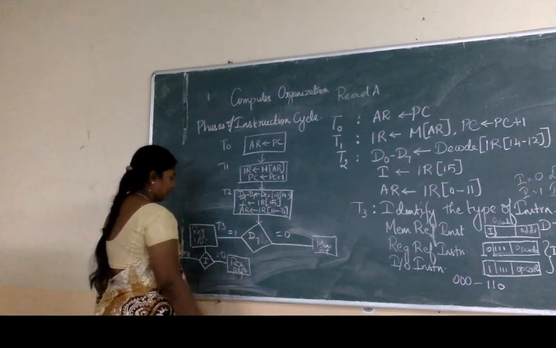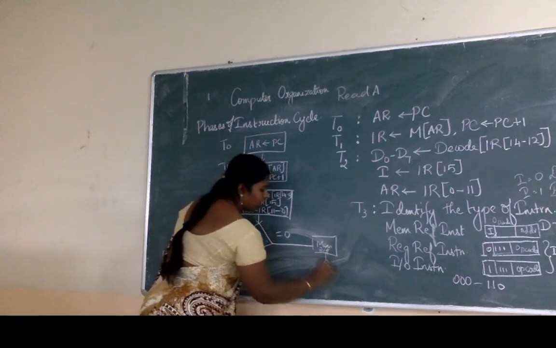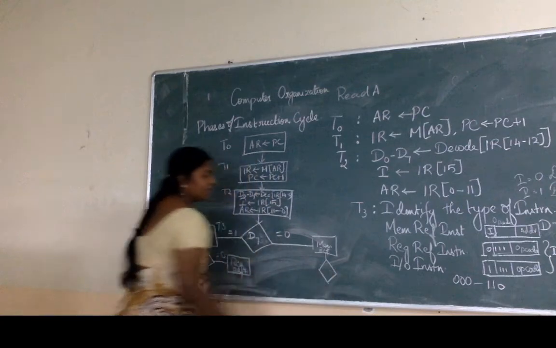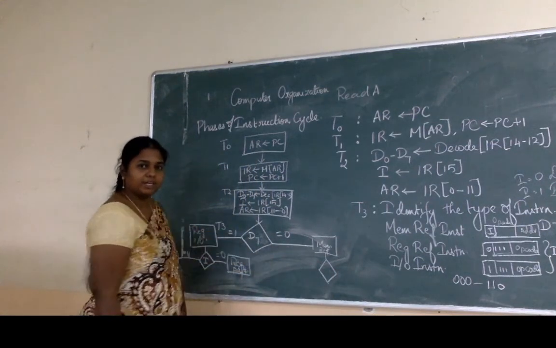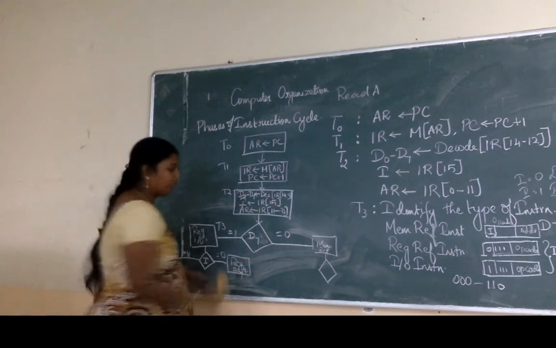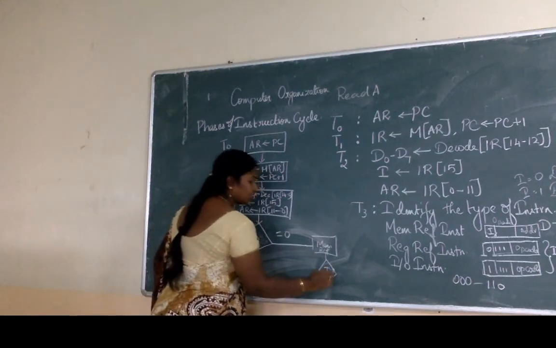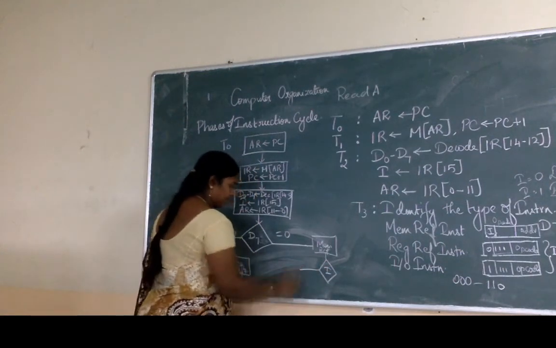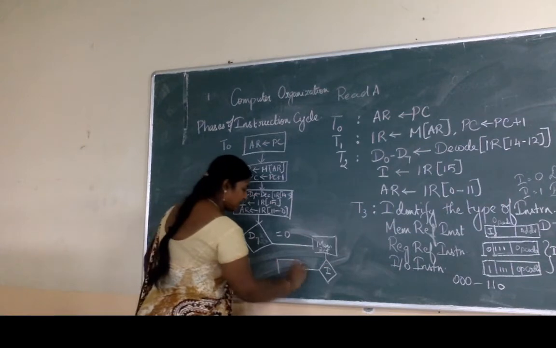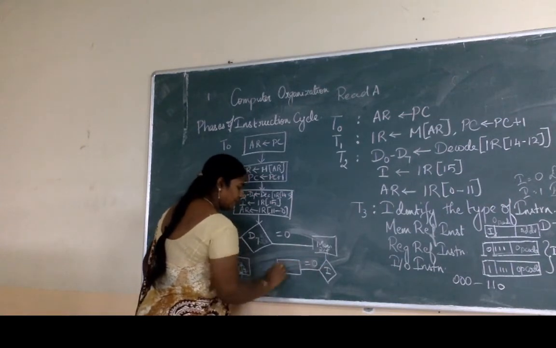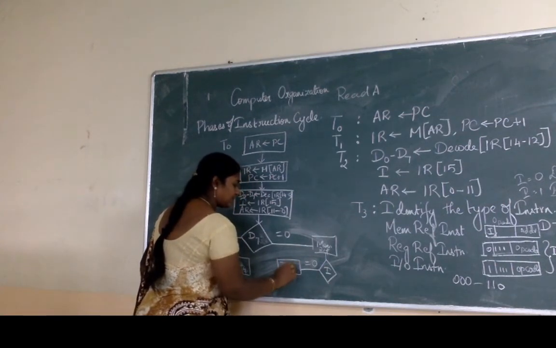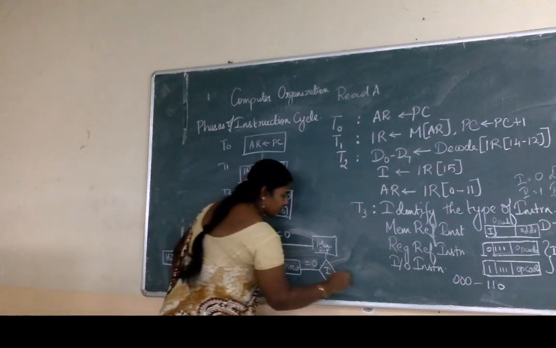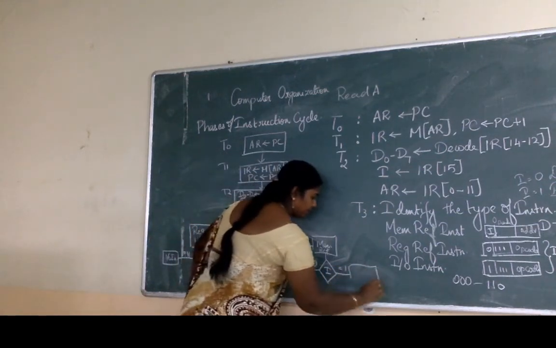If the value of D7 is 0, then to decide on whether it's a direct memory access or indirect memory access, I still have to verify I. So I'm just going to check the value of I. If its value is 0, then it is a direct access. If its value equal to 1, it's going to be an indirect access.